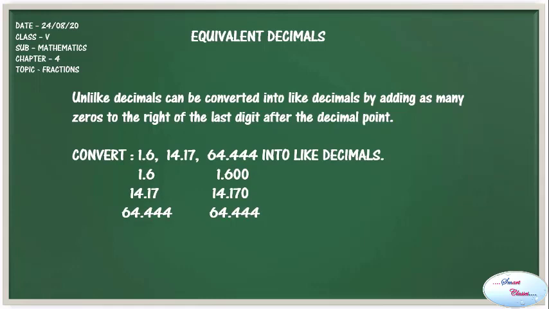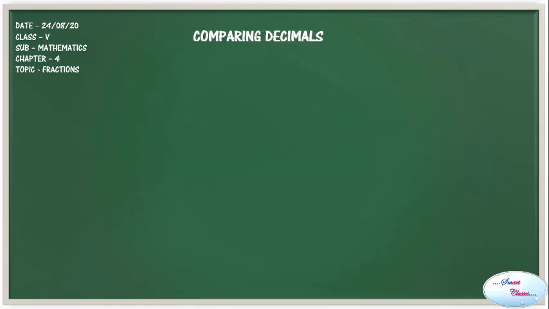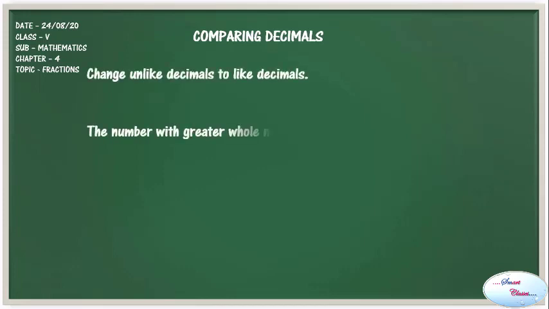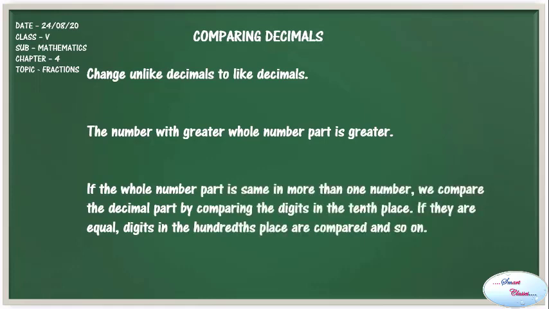Now, comparing decimals. To compare decimals, first we change the unlike decimals into like decimals. Then the number with the greater whole number part is the greater one. And if the whole number part is the same in more than one number, we compare the decimal part by comparing the digits in the tenth place. If they are equal, digits in the hundredth place are compared, and if they are equal again, then we compare the digits at the thousandth place, and so on.